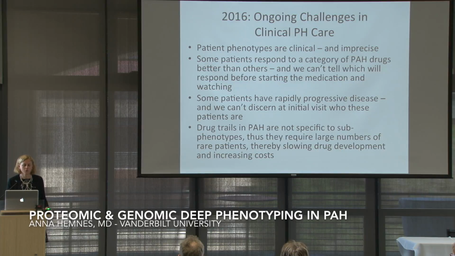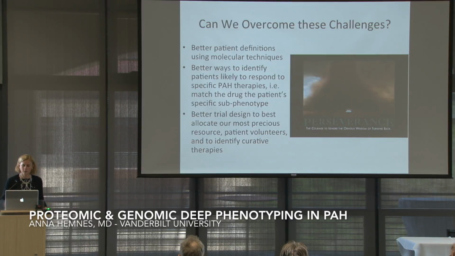And finally, drug trials in PAH are not specific to subphenotypes, and so they then require huge numbers of patients in order to discern if there's a benefit, whereas if we had a more specific or targeted trial design based on a subphenotype or an endophenotype, then we could do more efficient, cost-effective clinical trials in our disease. So can we overcome these challenges?